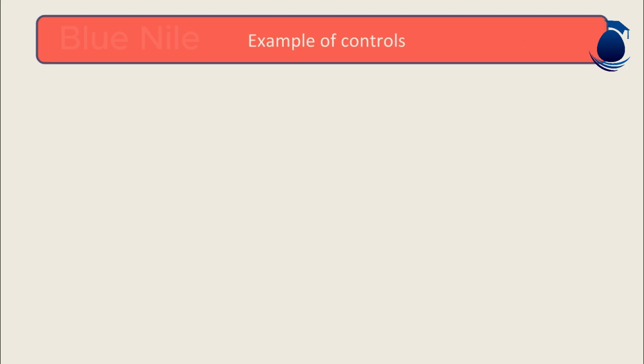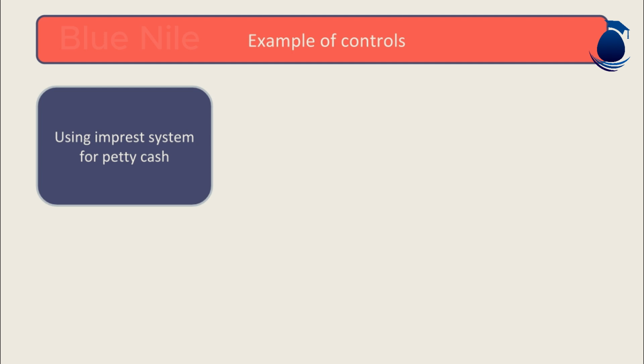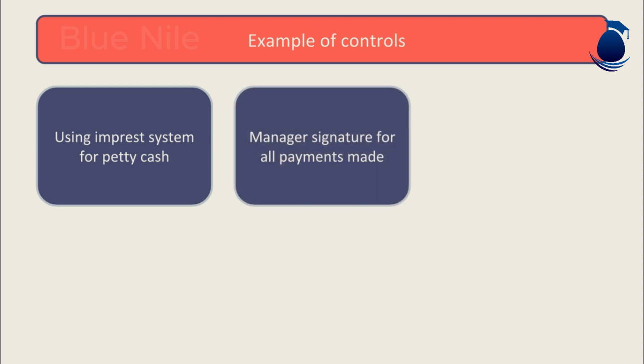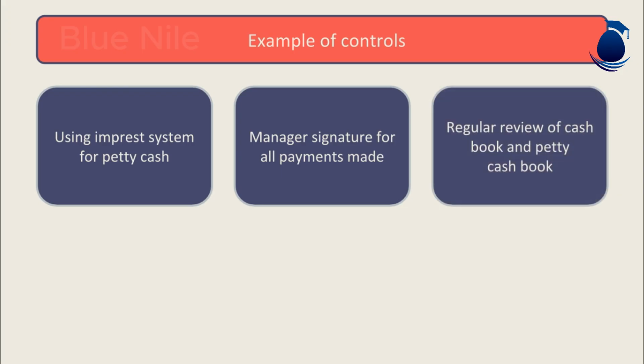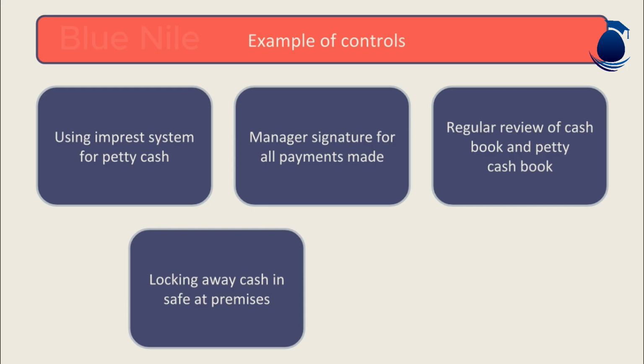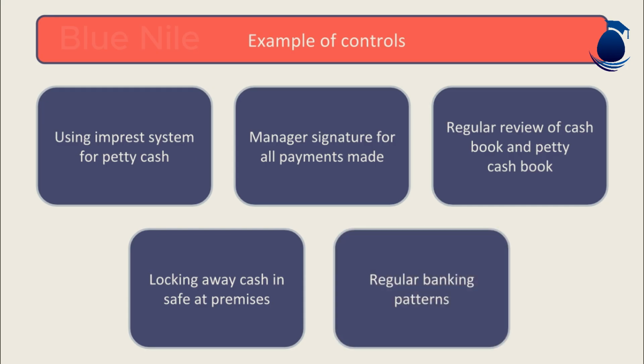Examples of some controls to achieve the objectives include: using an imprest system for petty cash, having a manager's signature for all payments made, regular review of the cash book and petty cash book by management, locking away cash in a safe at the premises, and regular banking patterns, using different staff and taking different routes to the bank to avoid theft.